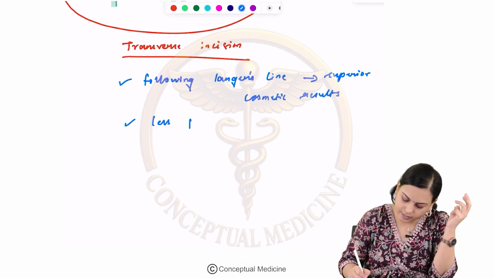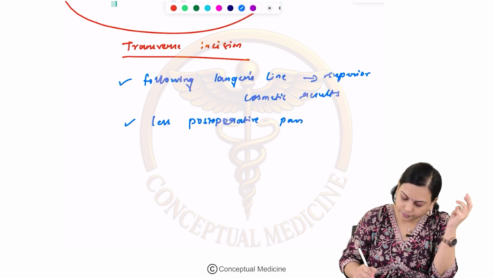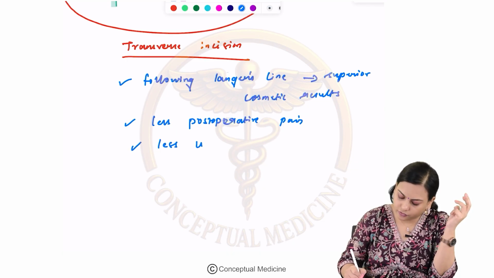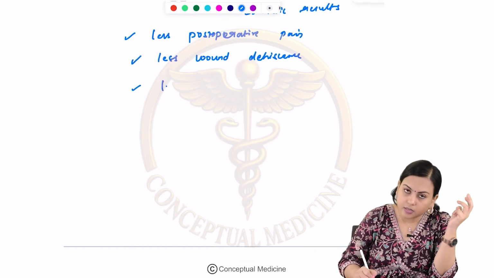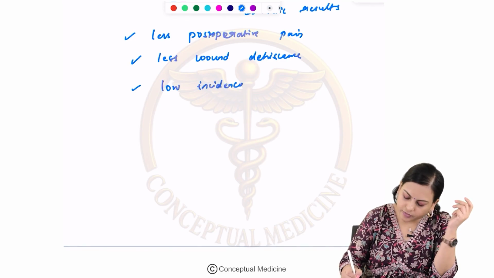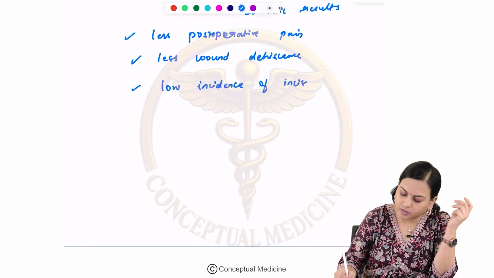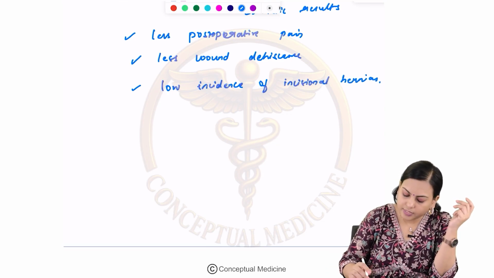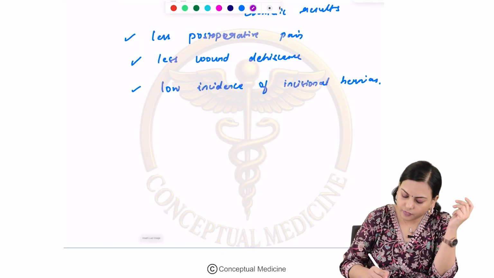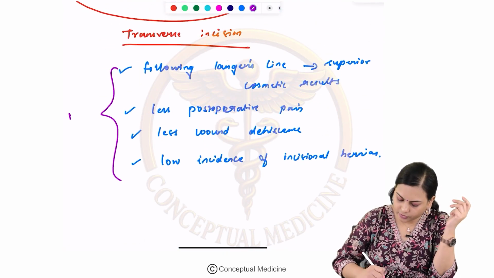There is less postoperative pain or less chance of wound dehiscence, and this can lead to low incidence of incisional hernias. Okay, we will see the disadvantages now. So, these are the advantages.